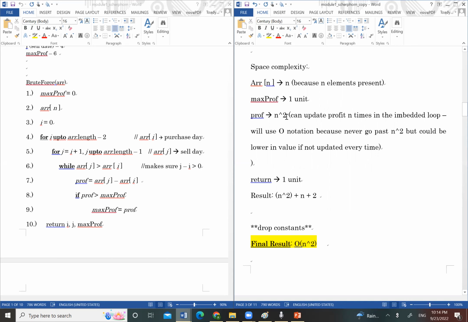So we're just going to say it's n squared. And I'm going to use big O notation because this is the worst case scenario. The worst case scenario is that it has to update every single time. So I'm going to use big O. And then the return is just 1 unit. So the result is n squared plus n plus 2. And of course, we drop the constants, so big O of n squared is the space complexity of this.